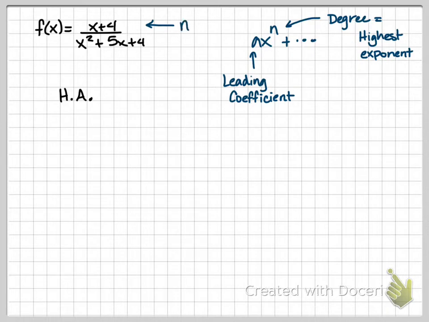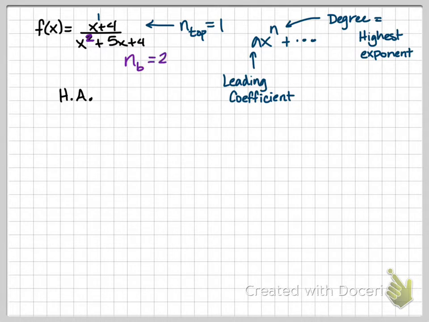So the degree of this top one, and I'm putting t for top so I don't have to write out top every time. Our n sub t is just a 1, because this is like an understood 1. So the degree of the top is 1. Then we look at the bottom. The degree of the bottom, our highest exponent, is a 2. So our degree of the bottom, b for bottom, equals 2.